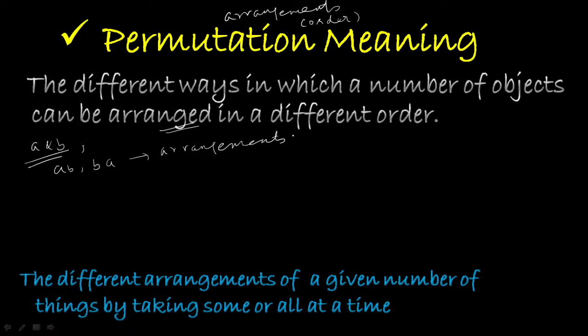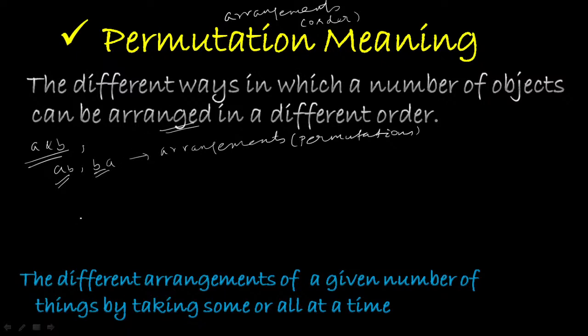So we have here two arrangements, that means we have two permutations. Look here, AB and BA are different. As I told you already, in permutation order is important. Here in the first one A occupies the first position and B occupies the second position, whereas in the second one B occupies the first position and A occupies the second position. So order is important here, and both of them are different.